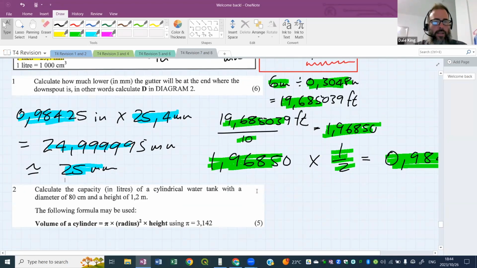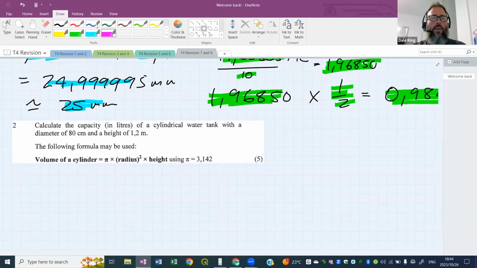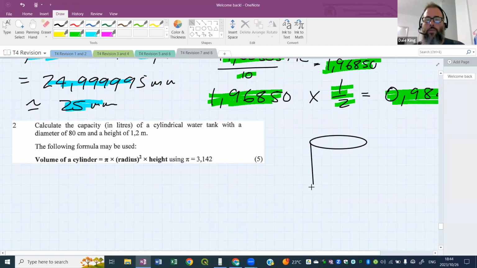Calculate the capacity in liters of a cylindrical water tank, obviously the rainwater tank, with a diameter of 80 centimeters and a height of 1.2. All right, so I'm going to draw a little diagram here. I'll draw it on the side so we don't have to keep on referring up to the top. So we've got a water tank here. All right, guys, and please don't laugh at my drawings, hey? You know I'm sensitive about my drawings. All right, there we go.